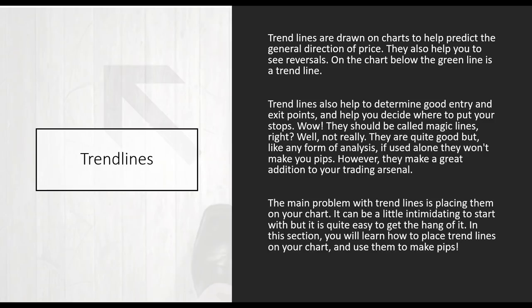Now, trend lines are drawn on charts to help predict the general direction of price. They also help you to see reversals. Trend lines also help to determine good entry and exit points and help you decide where to put your stops. They are quite good, but like any form of analysis, if used alone, they won't make you many pips. However, they may make a great addition to your trading arsenal. The main problem with trend lines is placing them on your chart. It can be a little intimidating to start, but with a little bit of practice, you'll find it's very easy to get to trend lines. You just have to know the rules and get them right.